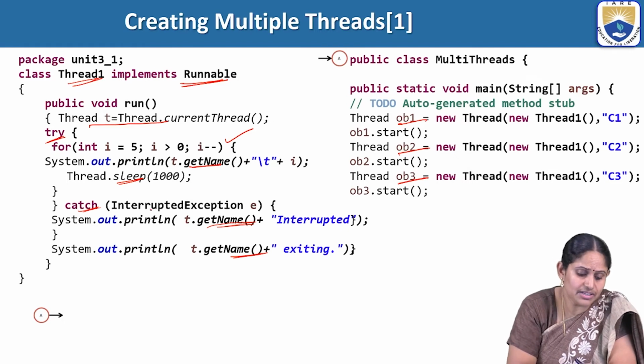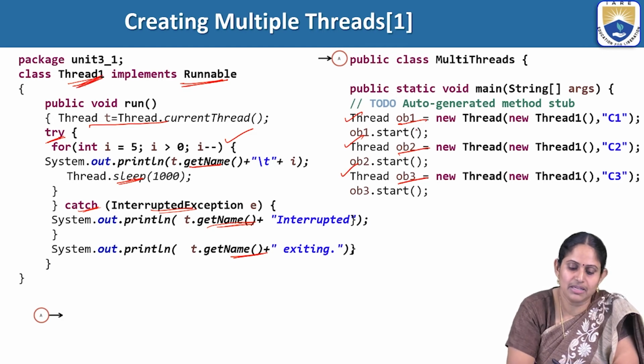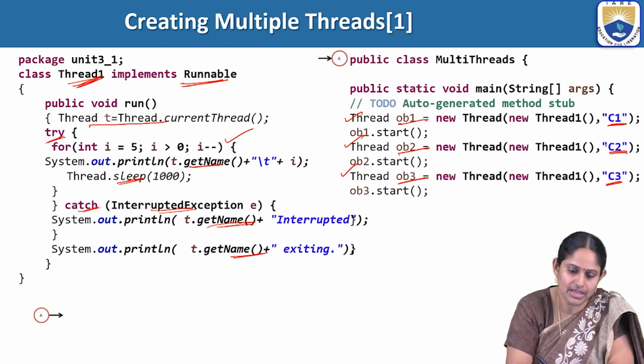This InterruptedException will be thrown when we interrupt the thread which is sleeping. Only if we interrupt that sleeping thread will this exception be thrown. Now inside the main method, we are creating 3 objects of that particular class, which implements the Runnable interface, so which is basically implementing a thread. We are creating 3 objects of it and giving 3 names: C1, C2, and C3.